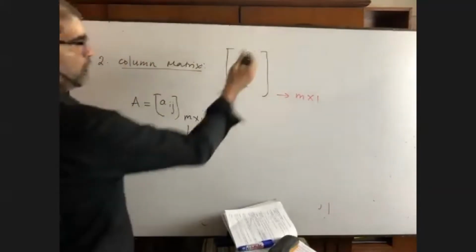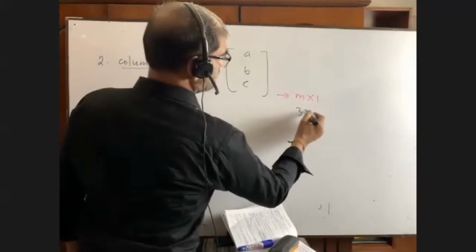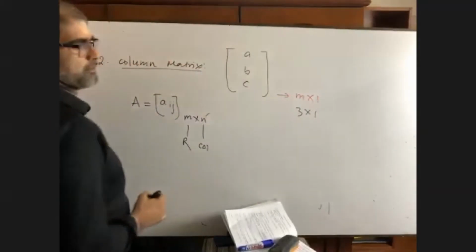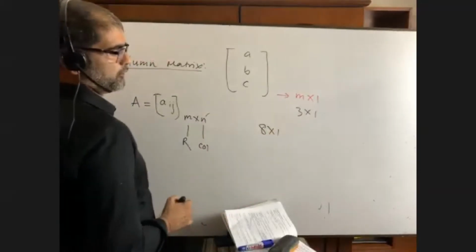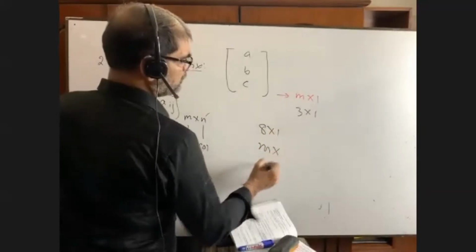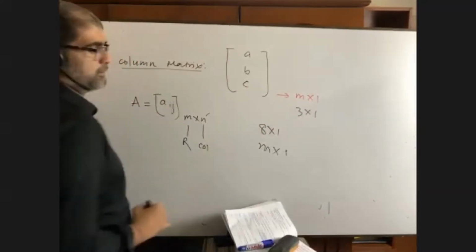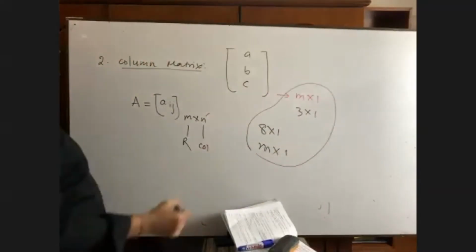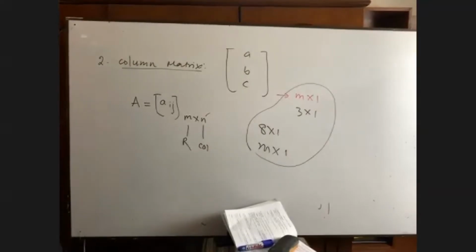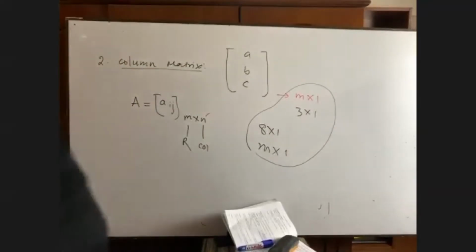And here, what is the order? 3 into 1: 3 rows, 1 column. 8 rows, 1 column. The number of rows is M, only 1 column. So this type of example is a column matrix. Have you got me or not? Yes, sir. That's good.